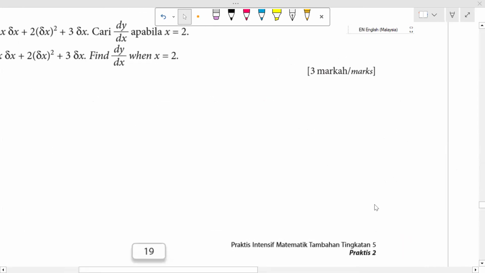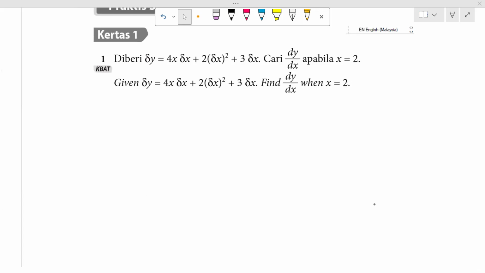Okay, let's see this. This is a very easy question. Now, when your del y is this, find dy/dx when x equals 2. Actually, for this question, whenever you see del y, you know that it's first principle. They already did the del y for you. You just need to continue, that's all.